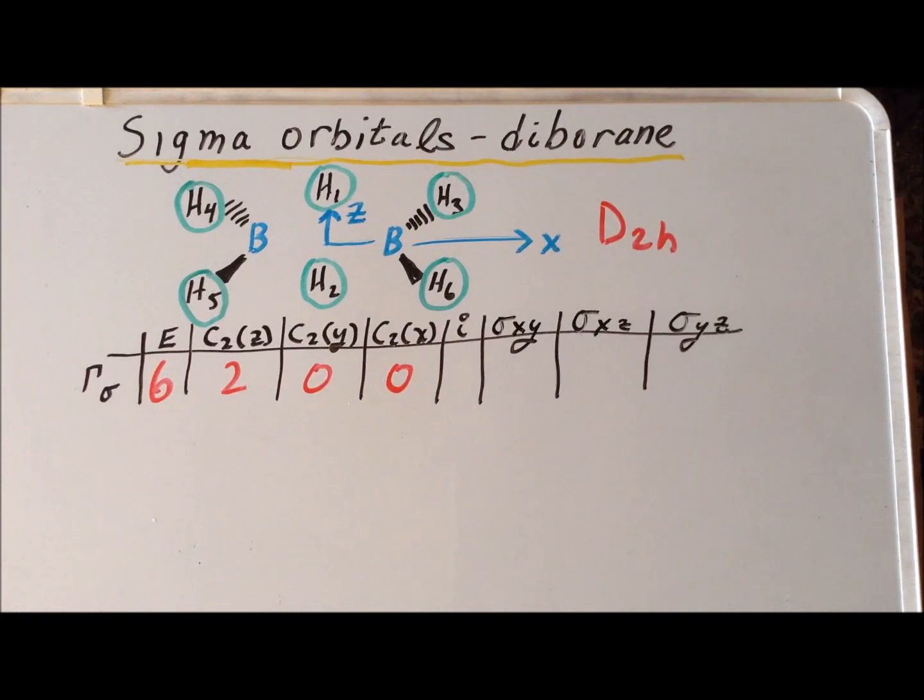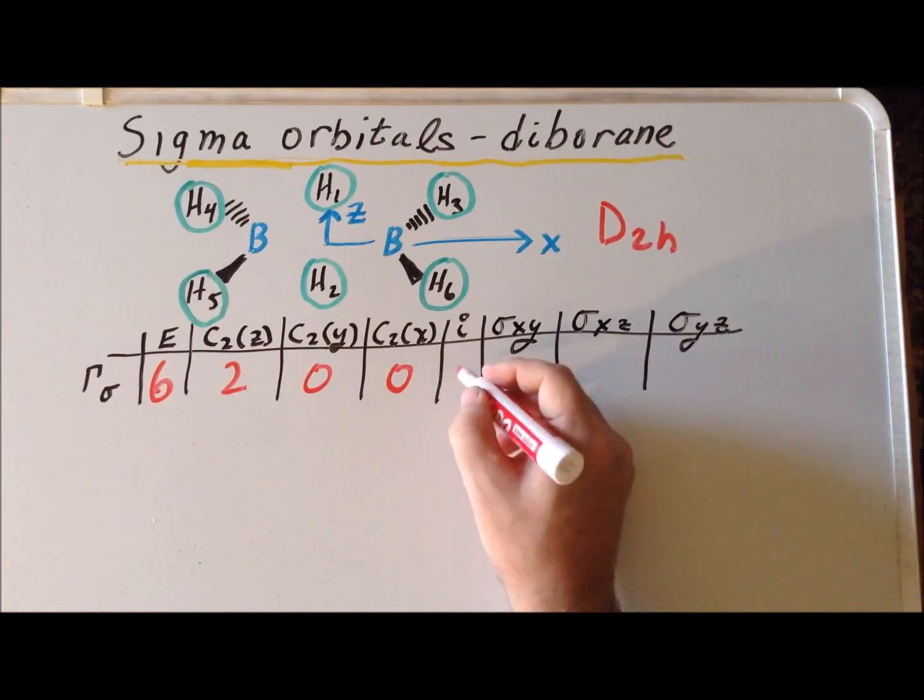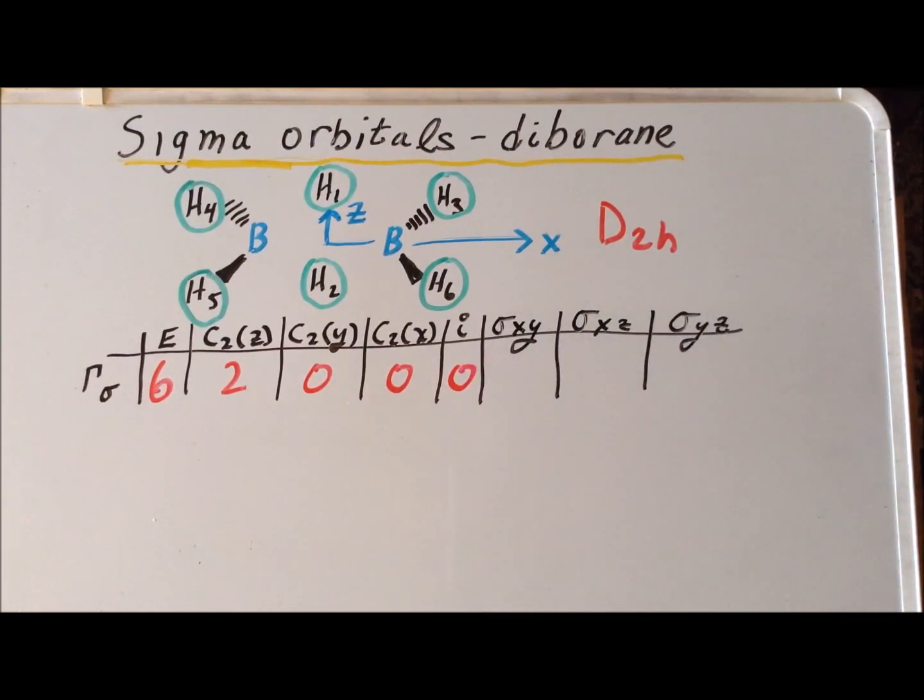Now, for our inversion operation, our center of inversion is right at this point where the x and the z axes cross. And we see that under the inversion operation, every single atom and every single orbital would move. So therefore, none of them stay still, so our character is going to be a 0.